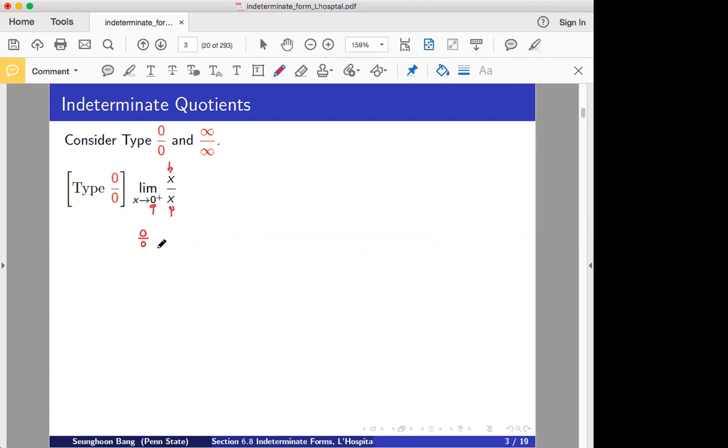Yeah, here, the 0 over 0 form is right. So how can you solve? You can cross out x. So this is the same as the limit as x approaches 0 from the right, just 1 over 1 is 1. What is the limit of 1? So could you write your answer on the chat board, please? What's the limit of 1?